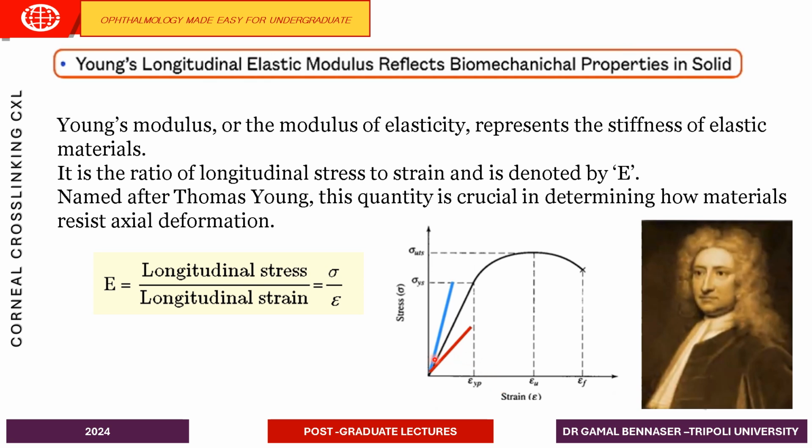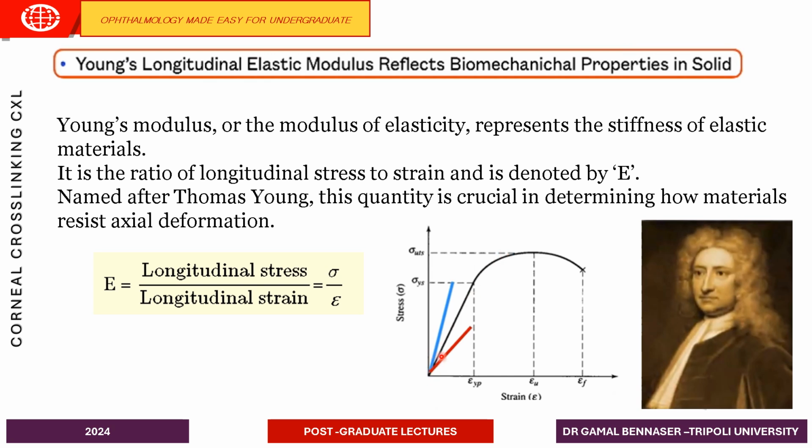In the case of the cornea, as it is a viscoelastic structure, the stress comes from the intraocular pressure. So there is a linear relationship: the more the stress, the more the strain. But up to this level, this is a reversible part, where once the stress is removed, the structure will return to its original shape. However, beyond certain points, the structure will lose its elasticity, and when the stress is removed, it will not return to its original state.